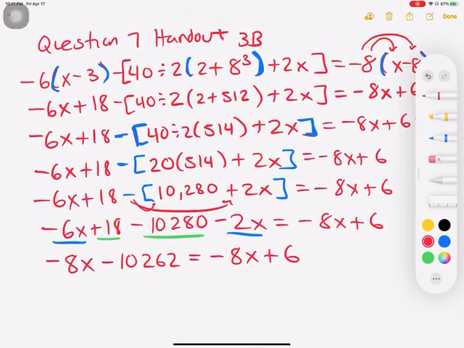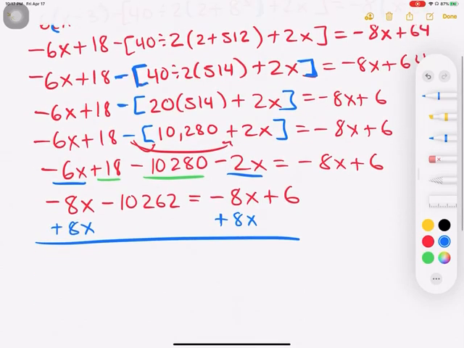Now that I have a simple equation, I don't have any more parentheses, so I'm going to add and subtract to both sides until I don't have any more additions and subtractions. So this is sending all the letters to one side and all the numbers to the other side. I'm going to start by sending the letters to the right side. So I'm going to add 8x to both sides and see what's left in here.